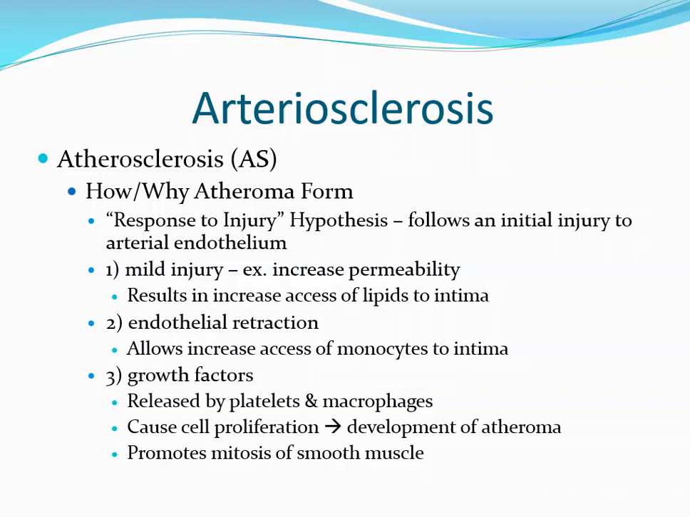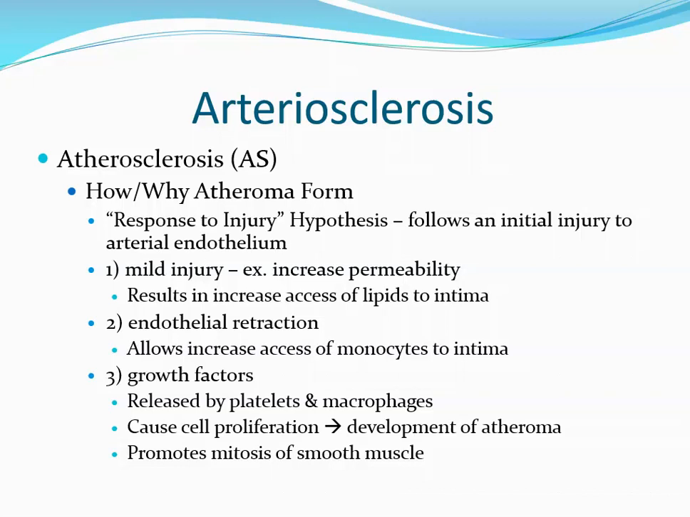Also, as a result of injury, the endothelial cells begin to retract. This too will allow increased access of lipids into the tunica intima, as well as monocytes. Remember that the monocytes then develop into macrophages, and they will begin to phagocytize or engulf all of these lipids and ultimately become foam cells.